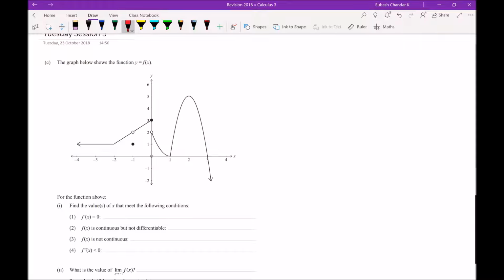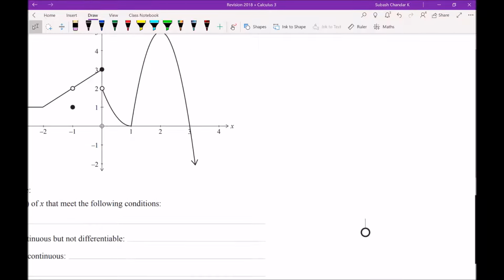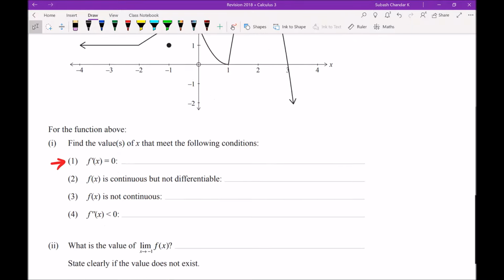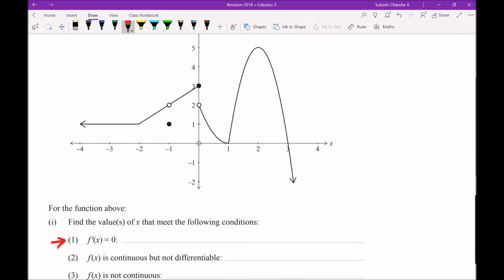So the first part, it actually says f dash of x is equal to 0, right? So what we're really looking for is this part right here. If f dash of x equals 0, where's the gradient actually 0? I'm going to try and do this in different colors, guys, so you can see it. The first obvious one is right there, because we can say that the gradient is equal to 0 there, so we can write that down straight away. That's the obvious one. Is there any other point where the gradient is actually 0?